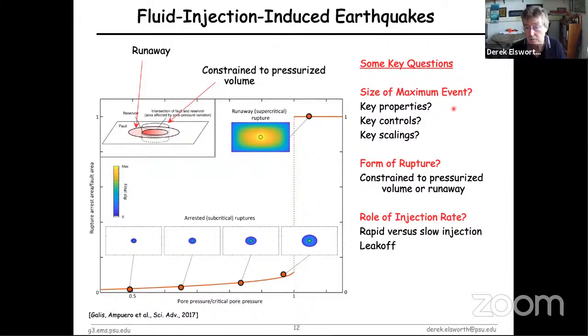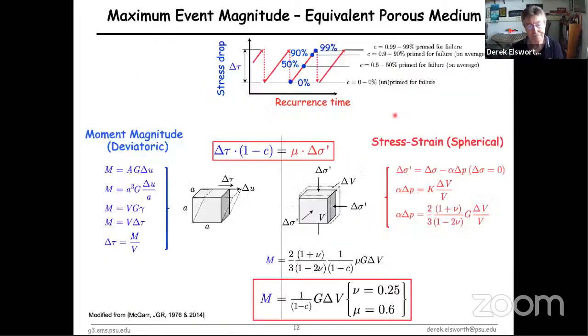And what we'd like to know would be, what are the key properties that we need to know? What are the controls, the mechanisms by which it occurs? And what is the scaling that might control it? And we've alluded to 2 potential scalings that might occur. Probably too many equations to really worry about, but the idea here is quite straightforward.